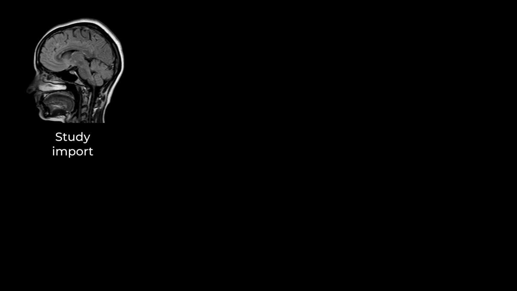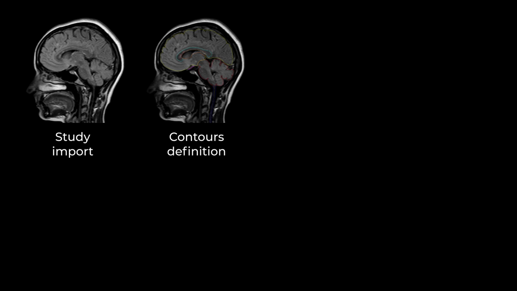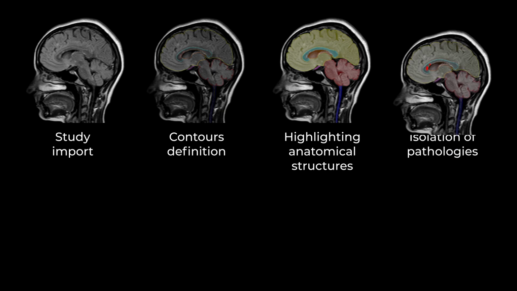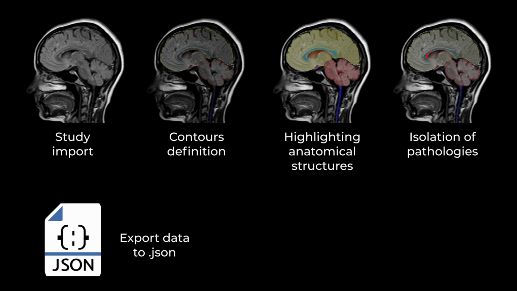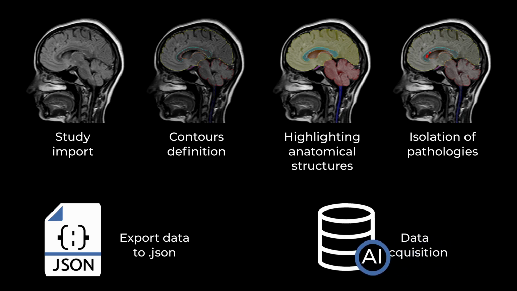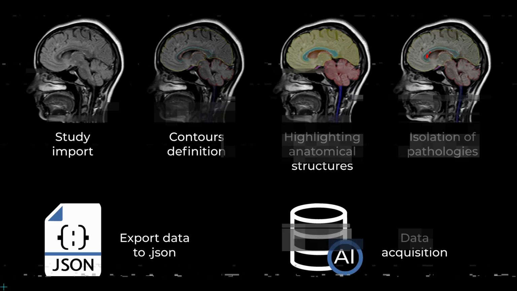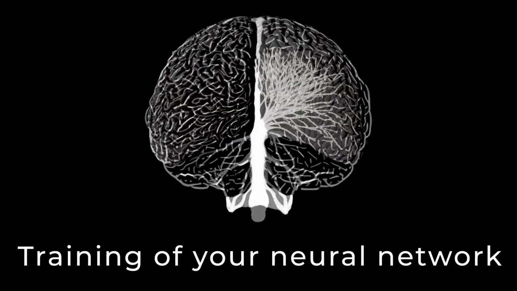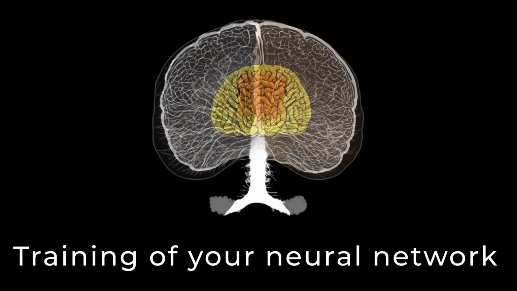Upon opening the study, the user manually defines the contours of the areas of interest by highlighting general anatomical structures and pathological changes. As soon as the project is completed, it is exported to a JSON file, which is used to create a database for training the neural network. Through training, the neural network learns to recognize images, making it possible to analyze and search for pathologies automatically.